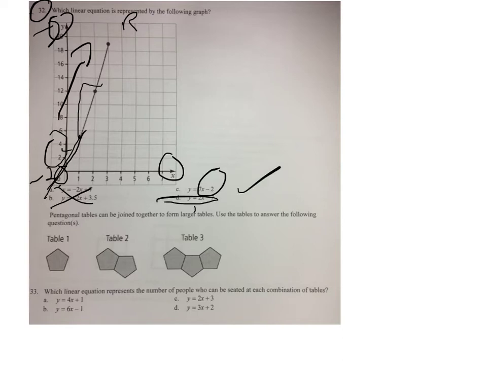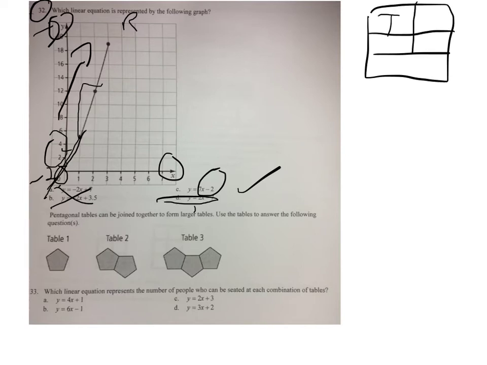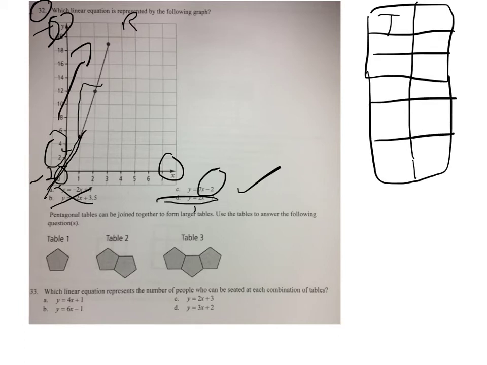Alright, the next one gets a little bit more interesting, number 33, and hopefully this will help you out. Again, it says which linear equation represents the number of people who can be seated at each combination of tables. Now, what you've got here is a pentagon, and a pentagon has 5 sides. So when you set up your table, you've got T for table, which is going to be your x values, and the other thing you need to figure out is the number of people, so we'll put P for people.